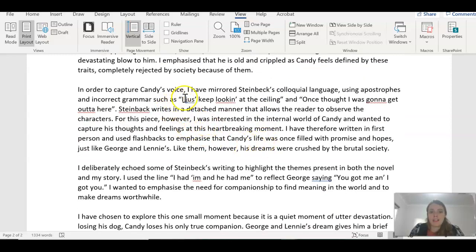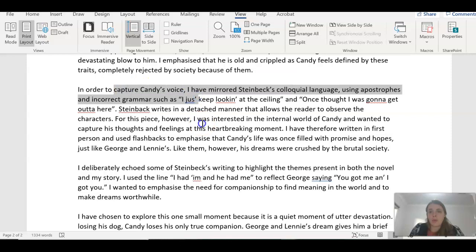In order to capture Candy's voice, I have mirrored Steinbeck's colloquial language, using apostrophes and incorrect grammar such as, I just keep looking at the ceiling, and once thought I was going to get out of here. Steinbeck writes in a detached manner that allows the reader to observe the characters. For this piece, however, I was interested in the internal world of Candy and wanted to capture his thoughts and feelings at this heartbreaking moment. I have therefore written in first person and used flashbacks to emphasize that Candy's life was once filled with promise and hopes, just like George and Lenny's. Like them, however, his dreams were crushed by the brutal society.